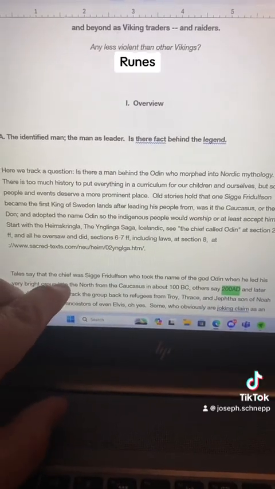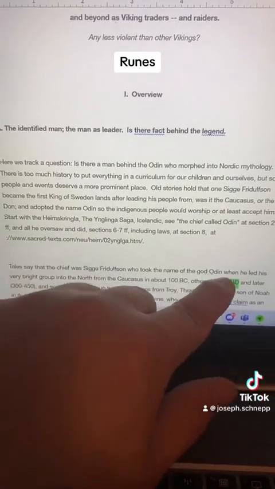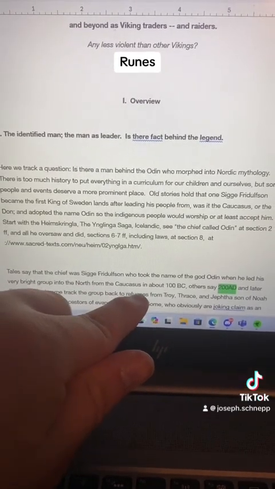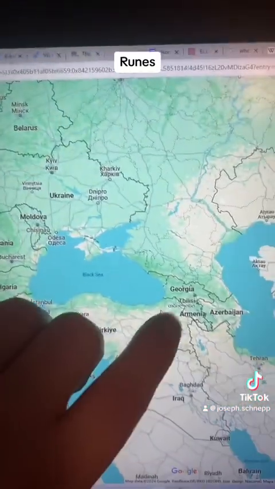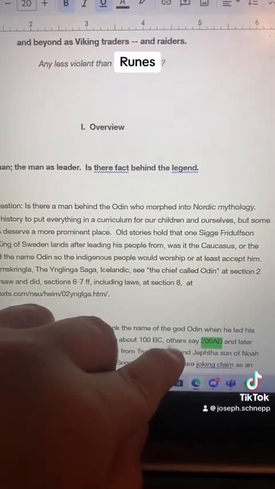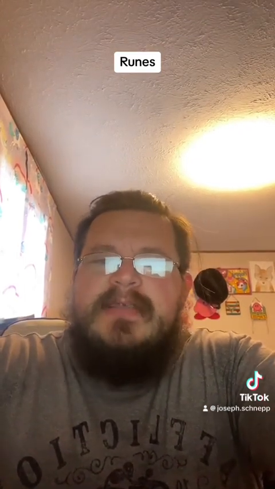This is a little note that I saved. It tells that Chief Siggy Fridolfsson, who took the name of the god Odin when he led his very bright group into the north from the Caucasus Mountains, in Georgia, by the Black Sea like I said, about 100 BC, others say 200 AD. Our family history also says 200 AD, so it's up to you.